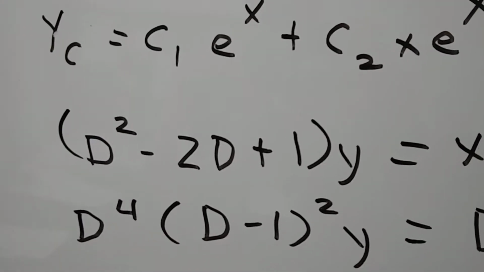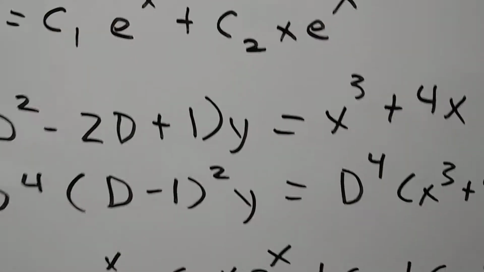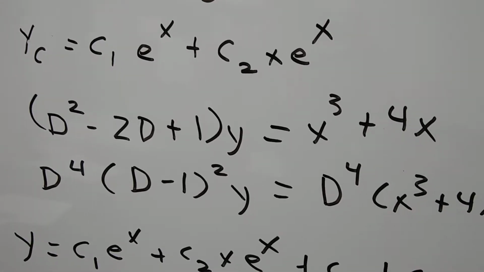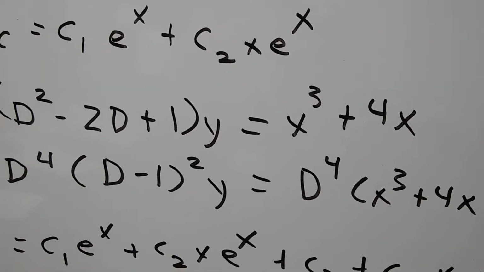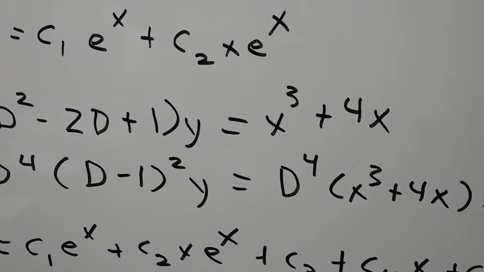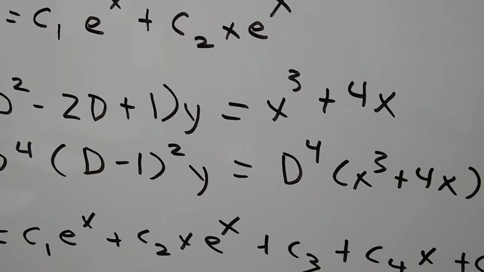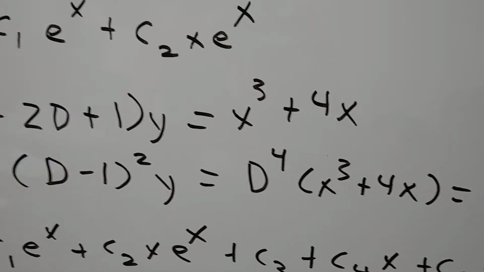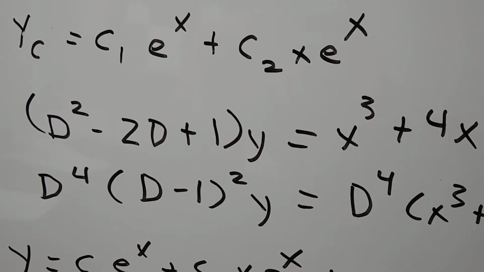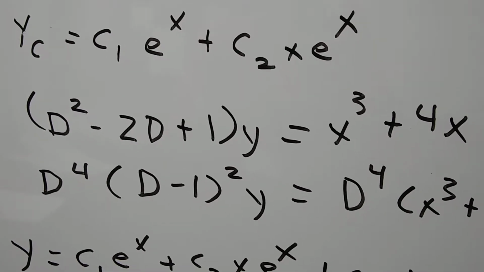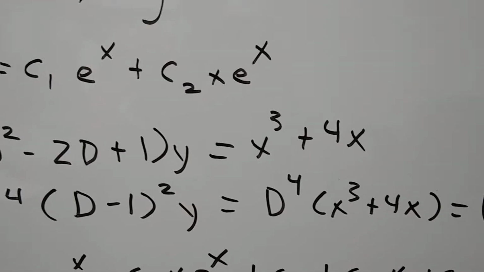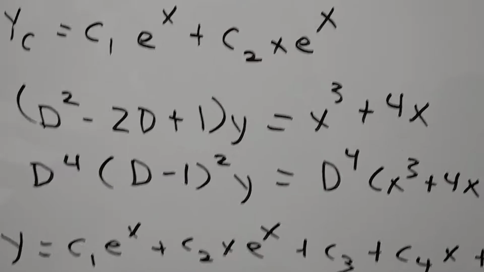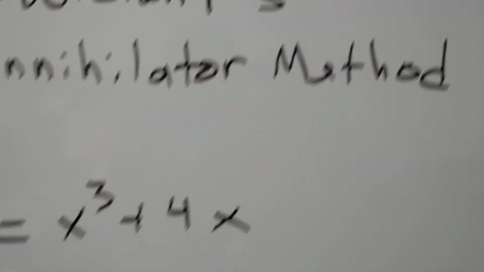So I use my operator notation. My original equation comes out to be (D squared minus 2D plus 1)y equal to x cubed plus 4x. Now how do I annihilate x cubed plus 4x? I just need a fourth order derivative. So I multiply both sides by that fourth order differential operator, and I get 0 on the right hand side. I have annihilated my right hand side, hence the annihilator method.